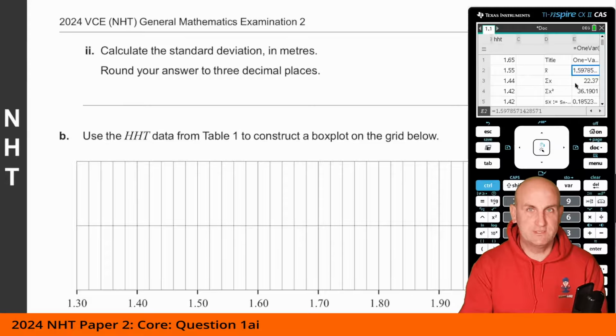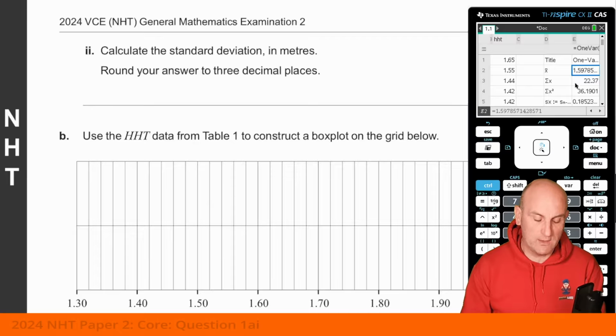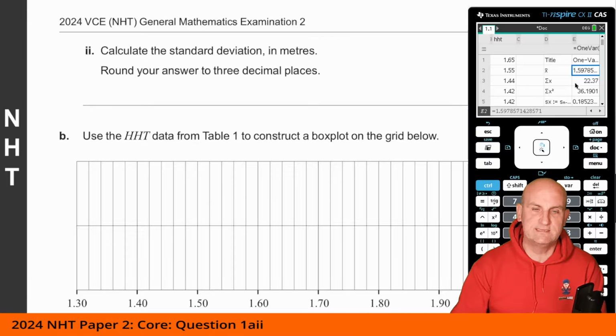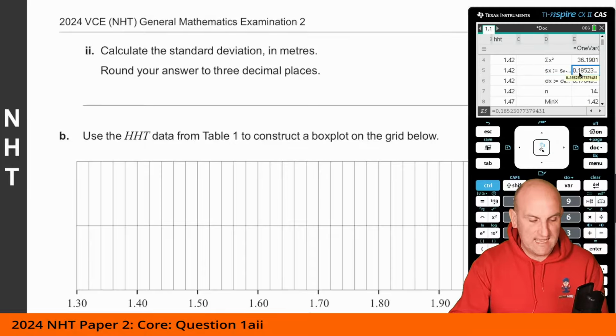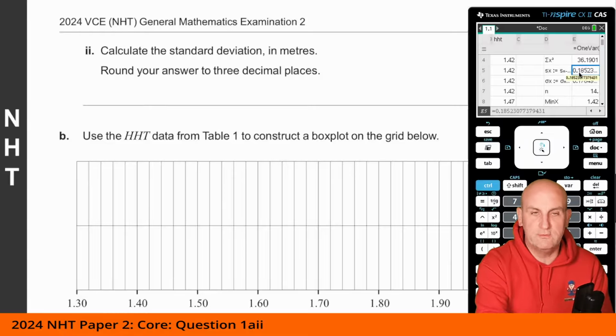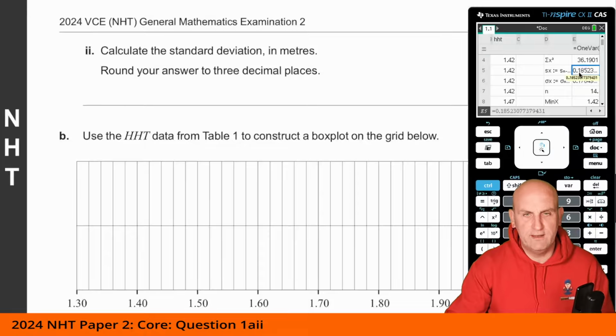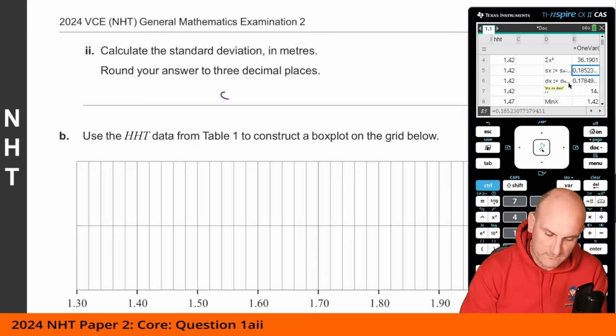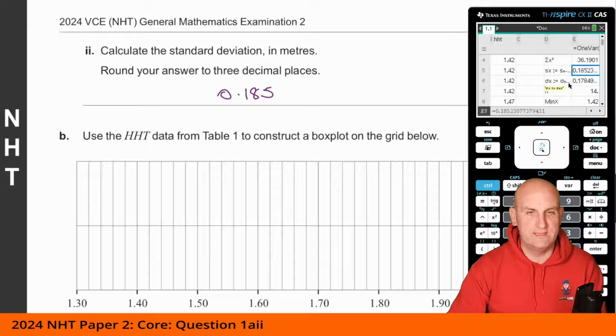It's been quite strange because normally VCAA questions always start with this: how many of these are numerical, how many of these are categorical? And they haven't done it this time. So part 2 of the question went on to say, calculate the standard deviation in meters. Again, we've got to work out that there is basically this one here, which is SX. It wants it rounded to 3 decimal places. If I round that to 3 decimal places, I get 0.185. So my answer there is 0.185. And again, I'm 98% sure that's going to be right.